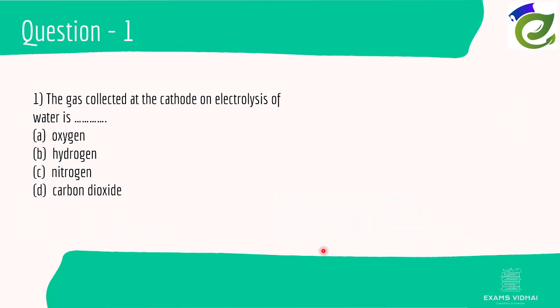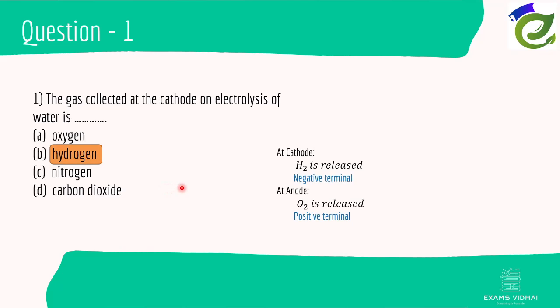So here's a practice question for this video. The gas collected at the cathode of the electrolysis of water is what? You can pause the video and determine what the answer is, and after you have determined it, you can resume the video for the solution. The solution of this question is hydrogen. Like we have seen in the electrolysis slide, at the cathode hydrogen is released and at the anode oxygen is released. This is rather an important one. This may be asked in the exams again as well.